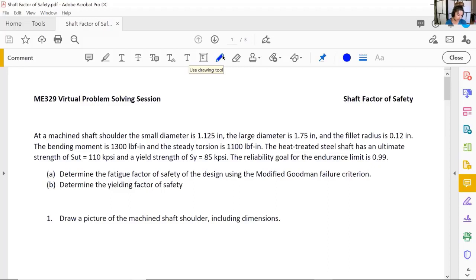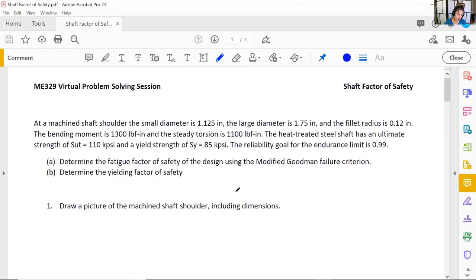At a machined shaft shoulder, the small diameter is 1.125 inches, the large diameter is 1.75 inches, and the fillet radius is 0.12 inches. The bending moment is 1,300 pound-inches, and the steady torsion is 1,100. The heat-treated steel shaft has an ultimate strength of 110 KSI and a yield strength of 85 KSI. The reliability goal for the endurance limit is 99%. I will also add that we are assuming room temp and no additional effects that may worsen fatigue.